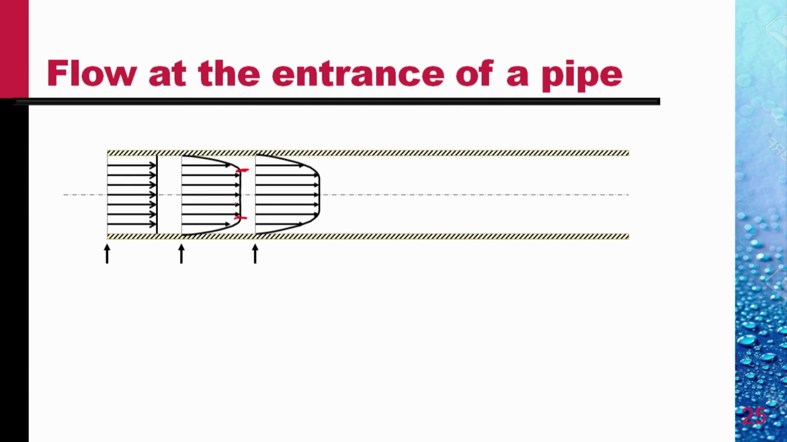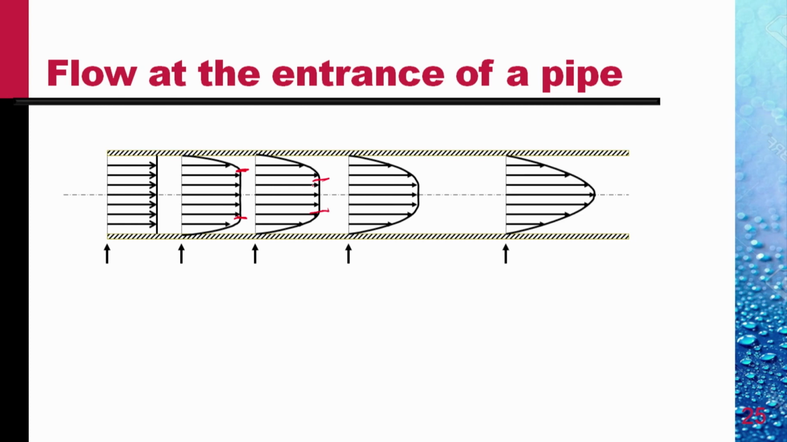At a little further distance, this penetration would go further down, more, till all the fluid in the pipe is affected by the viscosity. This penetration of the viscous effect is the same thing that we discussed in the last lecture, the diffusion of vorticity. Ultimately, in this pipe, we will develop a parabolic velocity profile that you studied in high school.